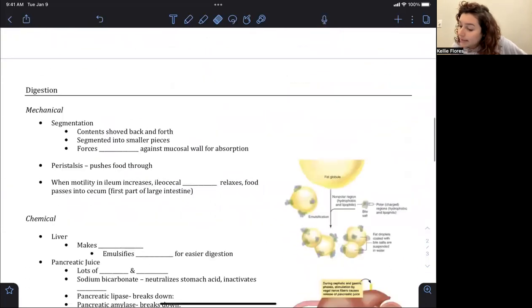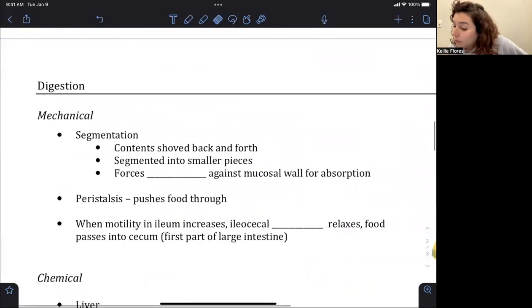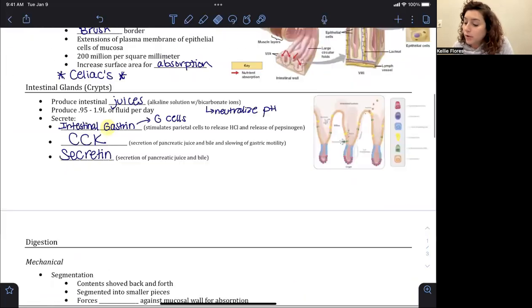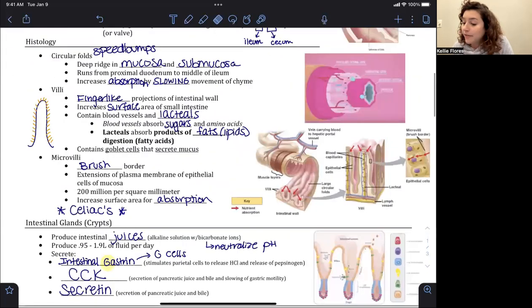Okay. So, digestion mechanically. So we talked a lot about chemically in terms of what's happening in the glands, the histology.